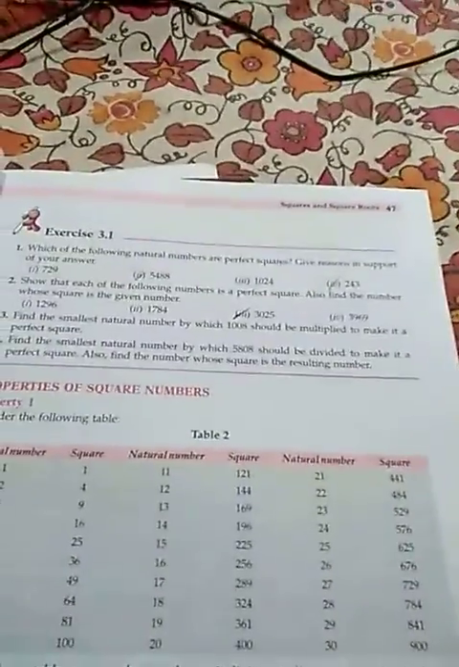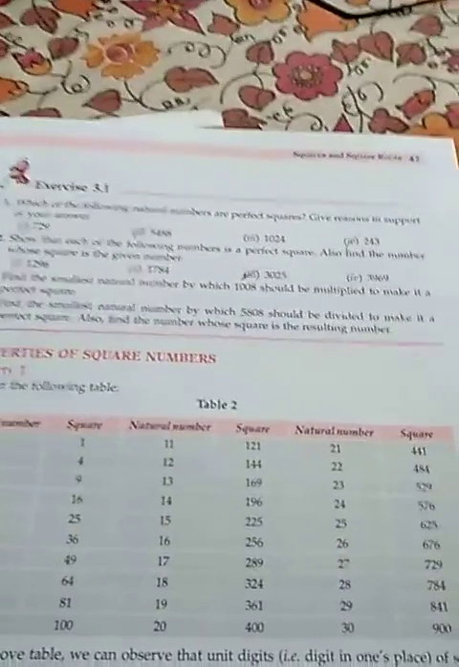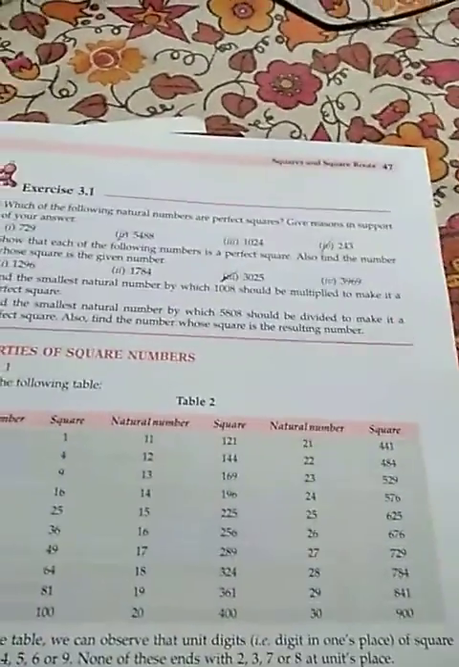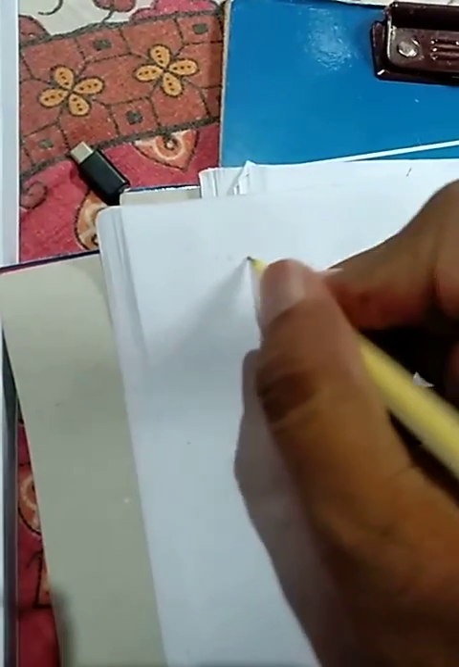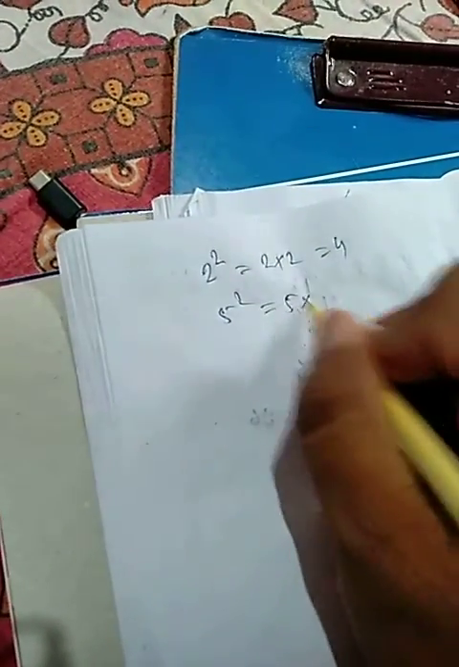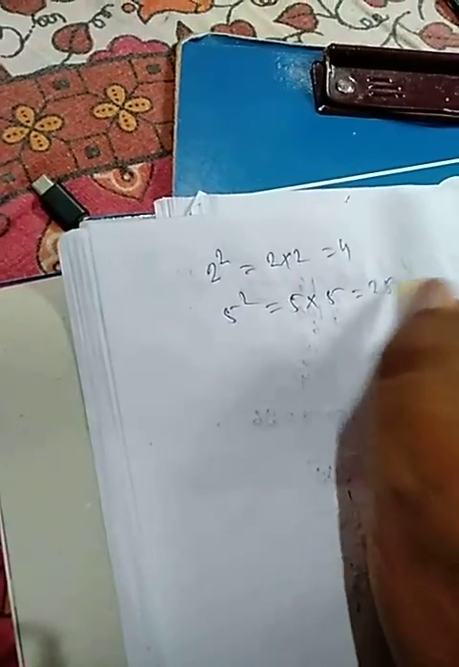Hello students, today we will discuss our next chapter, chapter number 3, square and square root. Firstly, you have to know about the square. What is the meaning of square? You know that. Suppose 2 square. 2 square means 2 into 2, that means 4. Suppose 5 square. 5 square means 5 into 5, that means 25.